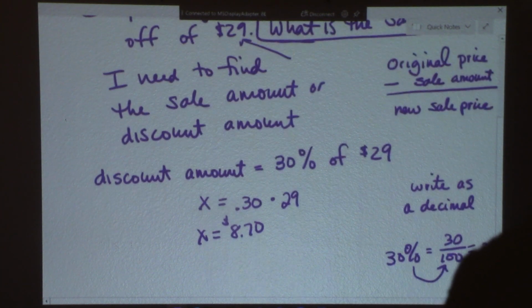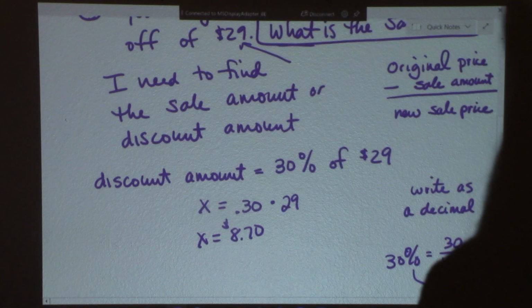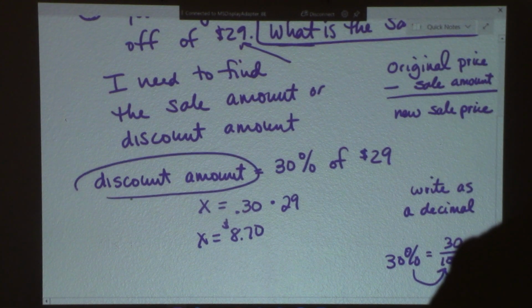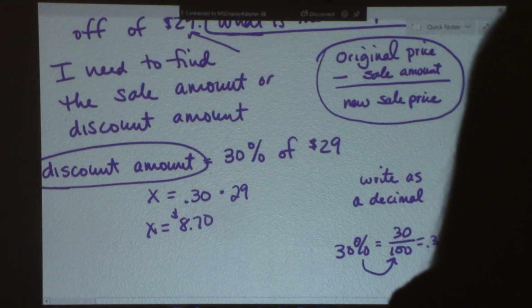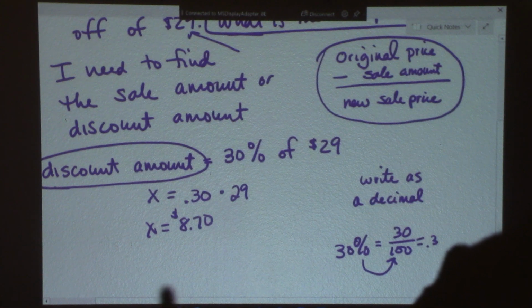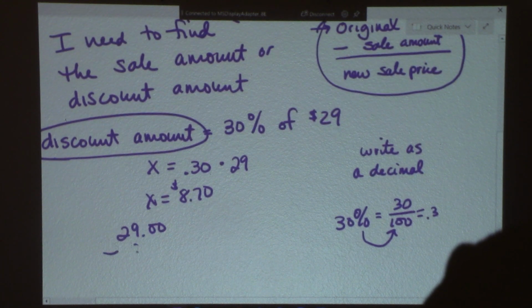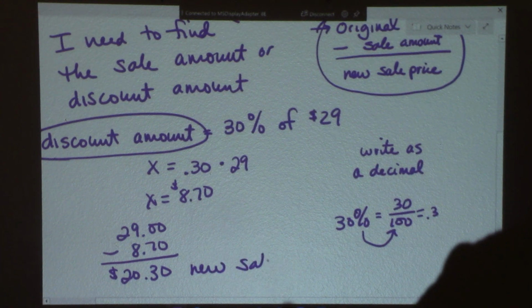Okay, so the question is, what is the sale price? Is that what I have? No, what I have is the discount amount. So I have to go back to this right up here. All that writing really is important. So I take my original price, which is $29, and I'm going to subtract my sale amount, which is $8.70. And when I do that, I get $20.30, and that is my new sale price.